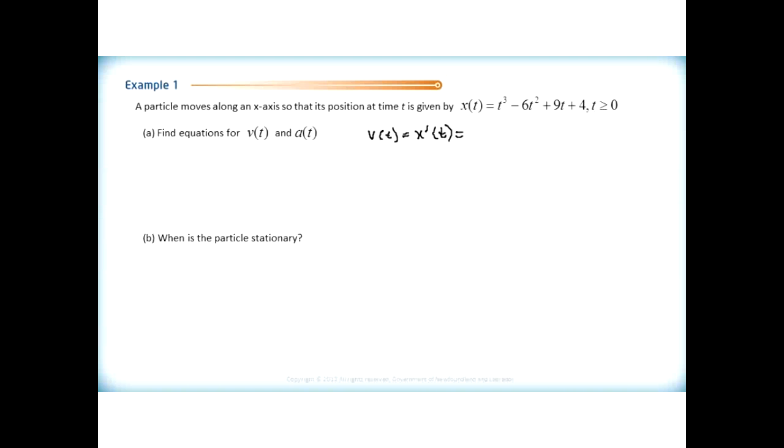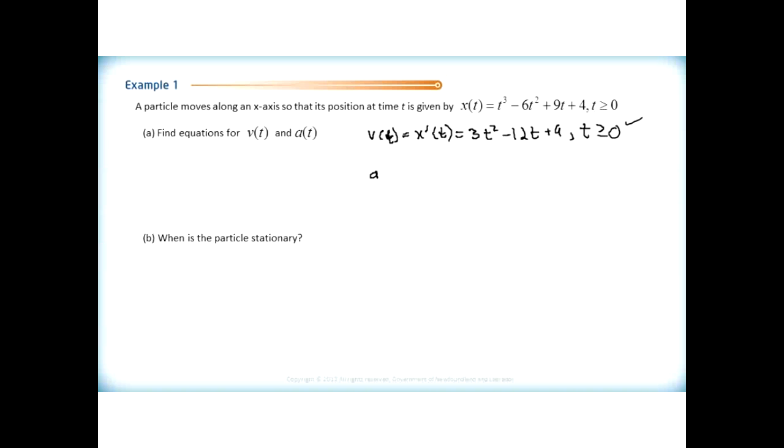Based on that polynomial, I'm going to use the power rule for each term, giving me 3t squared minus 12t plus 9, as long as time is positive, which I've never heard of time being negative. It doesn't make much sense in the context of our physics or calculus that we're dealing with here. So there's our velocity at time t.